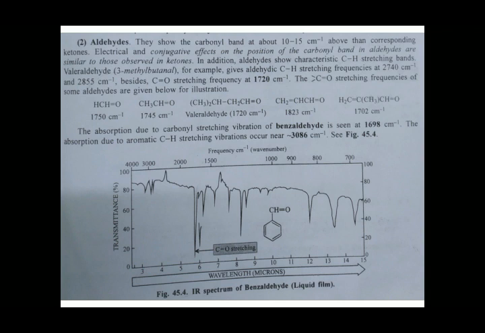The C=O stretching frequencies of some aldehydes are as follows. For formaldehyde, the C=O stretching frequency is 1750 cm inverse, acetaldehyde 1745 cm inverse, valeraldehyde 1720 cm inverse, acrolein 1823 cm inverse, and methacrolein 1702 cm inverse. So these are all the examples of aldehydes and their C=O stretching frequency ranges.